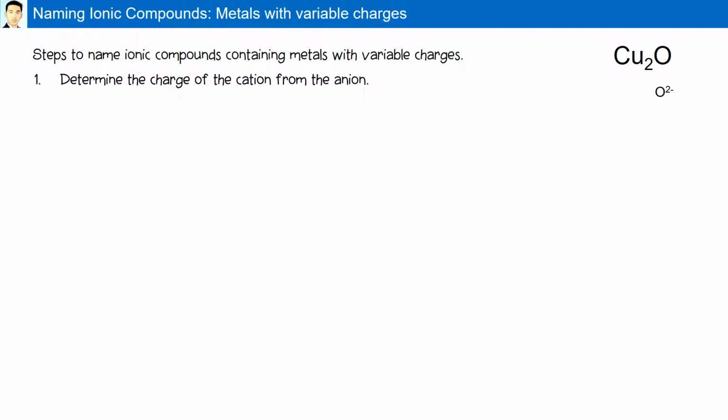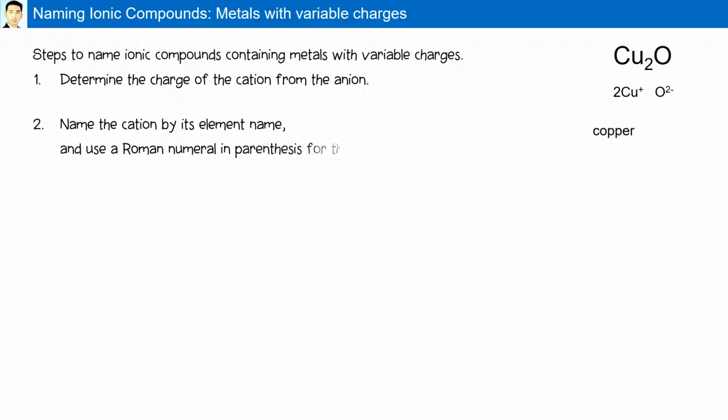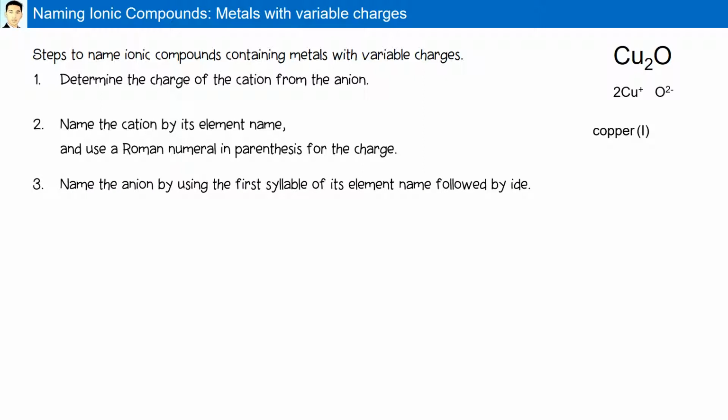Each copper should donate a 1+ charge to balance the charges. Next, we name the cation by its element's name, copper, followed by the Roman numeral in parentheses for the charge. In this case, the charge on the copper is 1 plus. Next, we name the anion by using the first syllable of its element name followed by IDE. In this case, the oxygen becomes oxide.